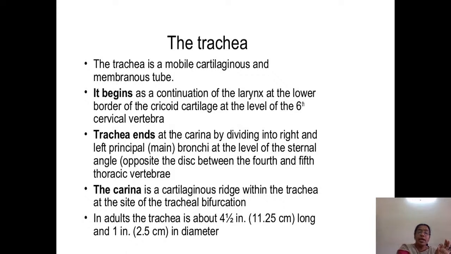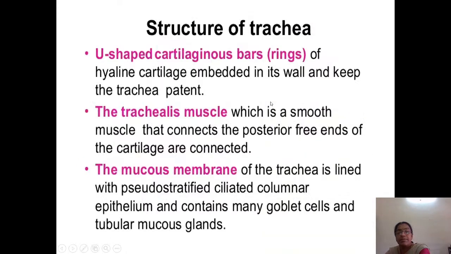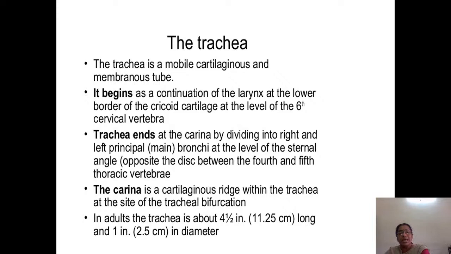When you see the beginning and the ending of the trachea, it begins as a continuation of the larynx at the lower border of the cricoid cartilage, at the level of C6 cervical vertebra, where the larynx ends. It ends at the sternal angle by dividing into two bronchi, right and left, lying at the level of T4 or T5 thoracic vertebrae.